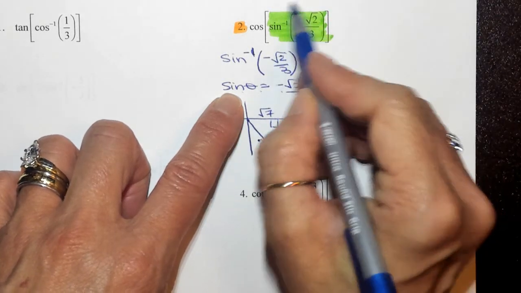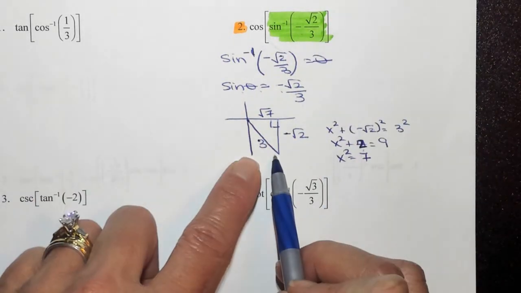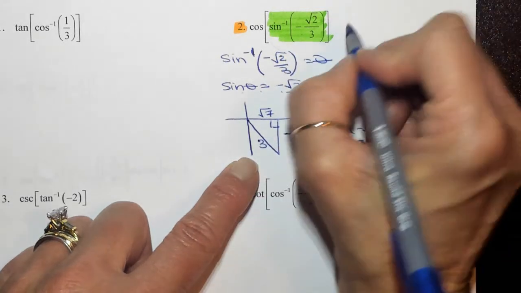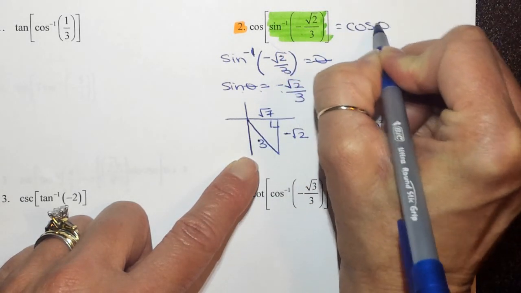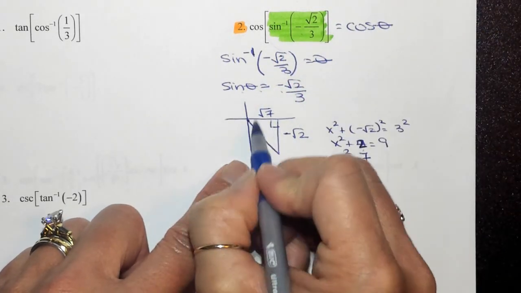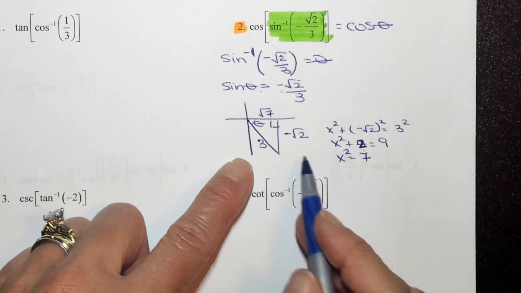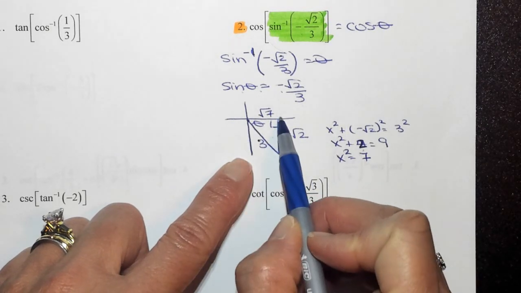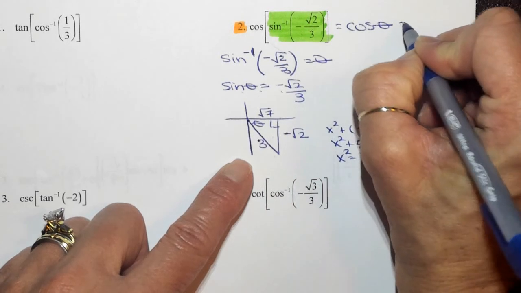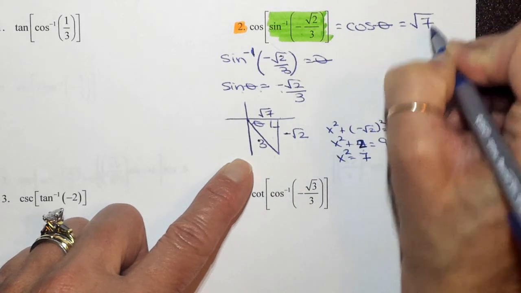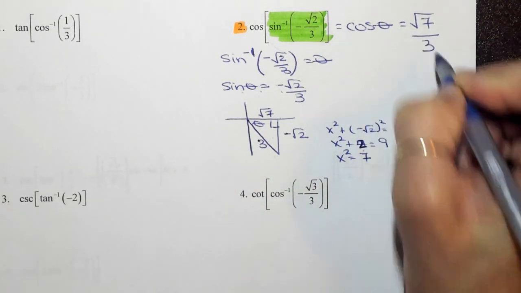Okay, so now we know the sine of theta is negative square root of 2 over 3. If this is my theta, which we used, I'm going to replace this with theta, and what we're looking for is the cosine of theta. This represents theta. So cosine is going to be my x over my r. So this final answer is the square root of 7 over 3.